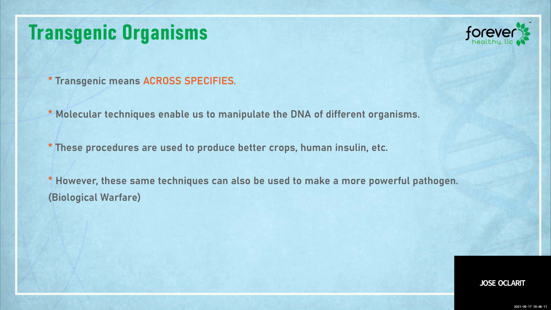Human insulin can now be produced using bacteria. However, the same techniques can also be used to make a powerful pathogen. That is why biological weapons nowadays are obtained using genetic engineering.